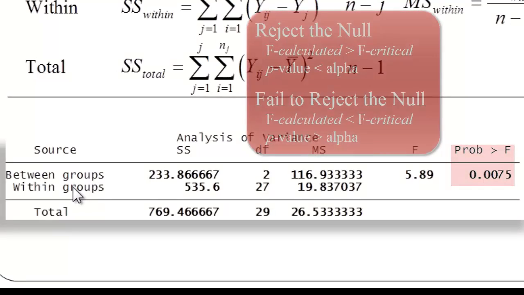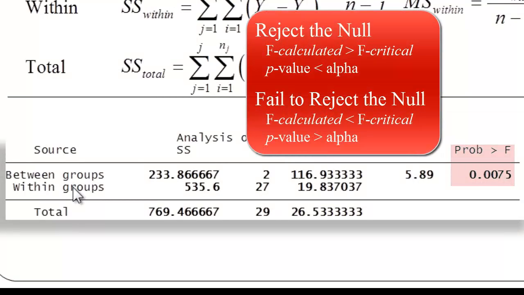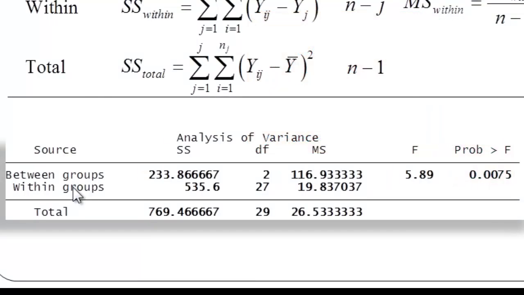So we could either compare that F statistic, that 5.89, to an F statistic from a table in the back of the book, or we could compare that particular p-value, 0.0075, to a predetermined p-value from our hypothesis testing framework. Say, for example, we set alpha equal to 0.05, we would reject the null hypothesis in this particular case.